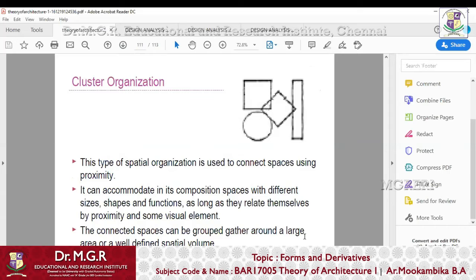See, even though it is not centralized, even though it is not radial, this kind of cluster organization gives us some feeling of wholeness. After the organization is done, it can be visualized as a group. The best examples of cluster organization are the slums and unauthorized construction, where even though it is not well organized, it gives a volume, it gives some sort of a cluster form.